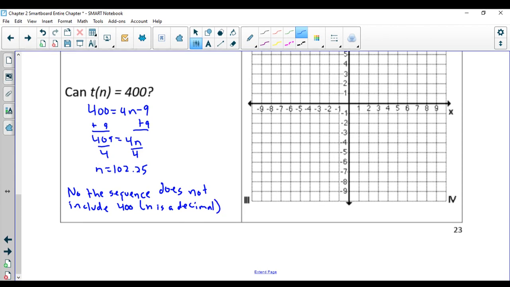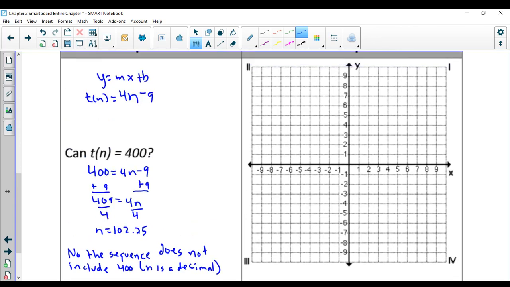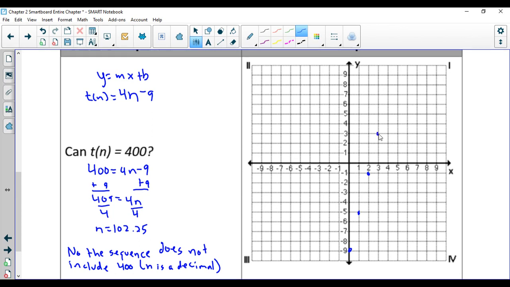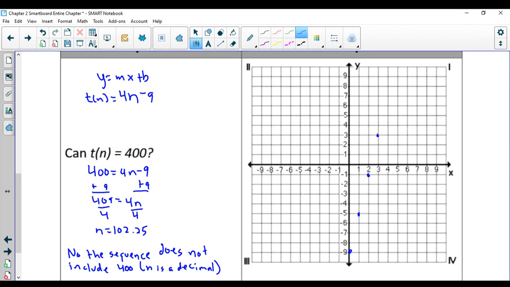As we go to graph this, we're just plotting the points from the table. There is one big difference about sequences, though, which we'll get to in a second. So if I plot all my points, I'm just looking at the table that I have above to plot the points.